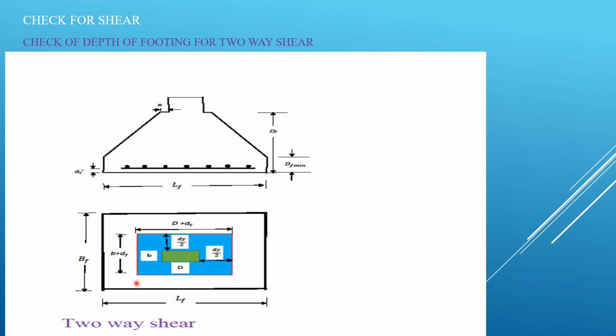Here, while you are taking a check for two-way shear, this is the column, then the footing will fail in a critical section at a distance of dy by 2 on both sides, where B and D are the dimensions of the column. Then you mark the critical section along the periphery of the column, that is B plus dy and capital D plus dy, where BF and LF are the dimensions of the footing.